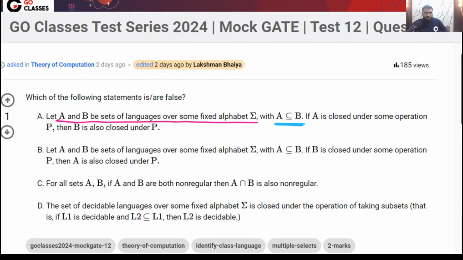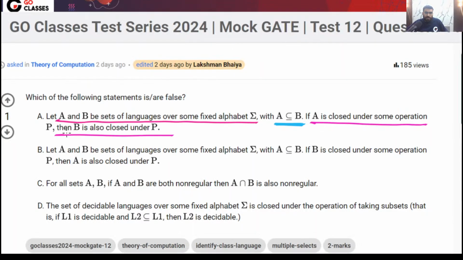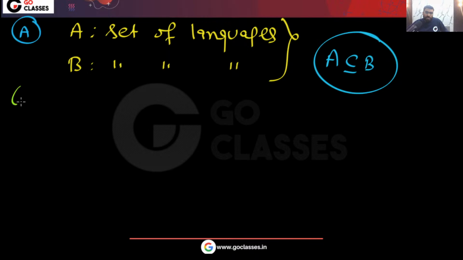Now the question is saying, if A is closed under some operation, then can I say B is also closed under the same operation? Can you give me a counter example? Please give me a counter example for option A.